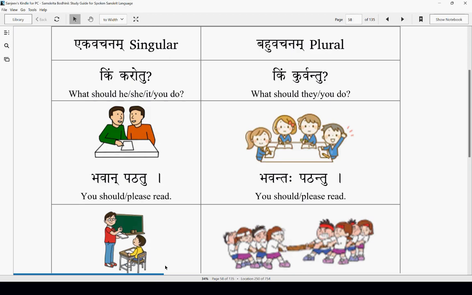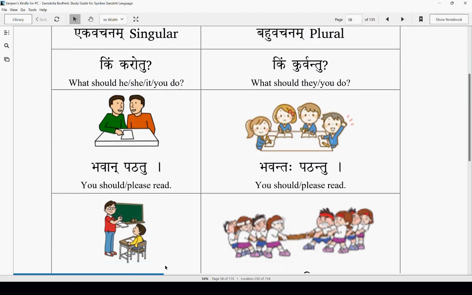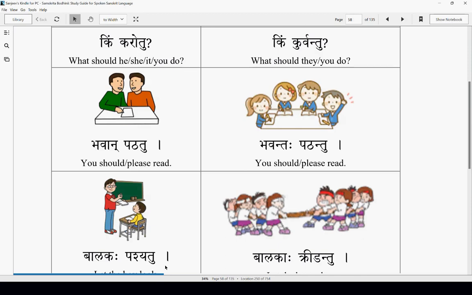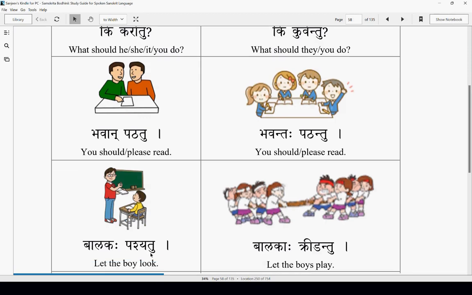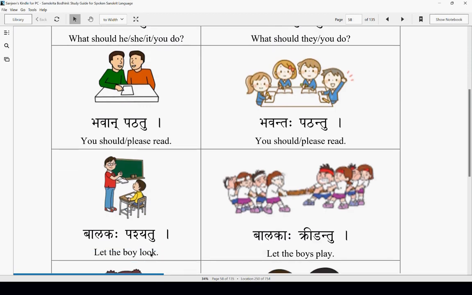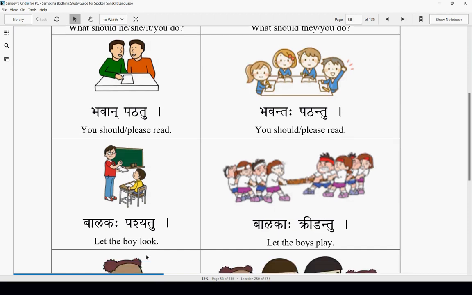Now, lot lakara forms, which are they? Shubhasri Bhagini, patatu. Patatu. When I say patatu, that is requesting. I am requesting to read. Okay. Bhavan patatu. You should read or please read. Bhavantaha patantu. You should read or you please read.